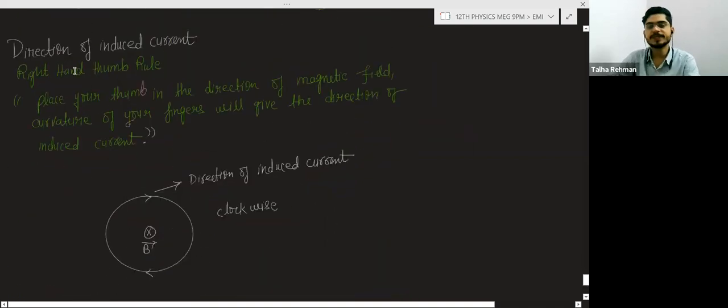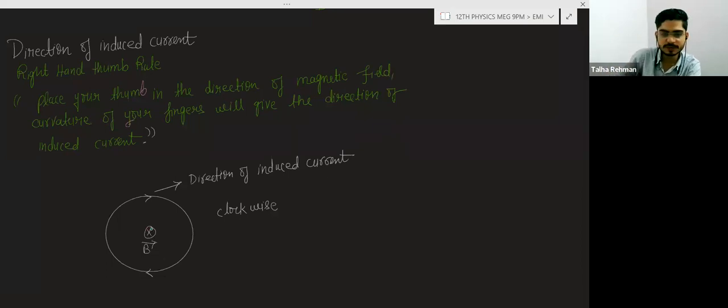So, direction of the induced EMF. Suppose this is your magnetic field, and due to this magnetic field you want to find the induced current here. Place your thumb in the direction of the magnetic field. The curvature of your fingers will give you the direction of the induced current. This cross means the inward direction of the magnetic field.